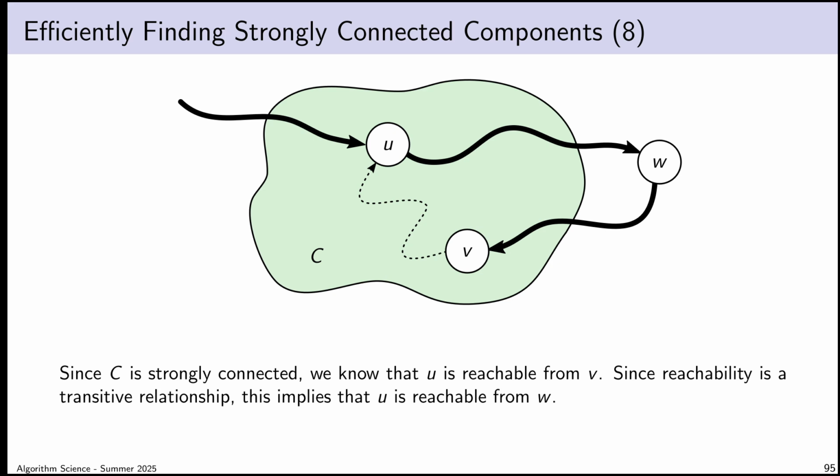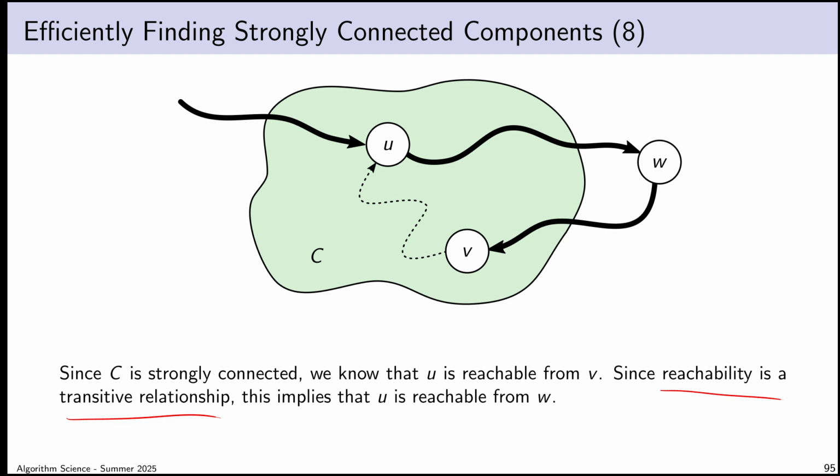Additionally, because C is a strongly connected component, I know that U has to be reachable from V. There has to be some path from V to U. It can't be the same path that I follow to get from U to V, because obviously that's a directed path. So there has to be some way of getting from V back to U, because that's how strong connectivity works. Now, because reachability is a transitive relationship, notice how here I don't bother talking about paths, I just talk about the reachability relationship.